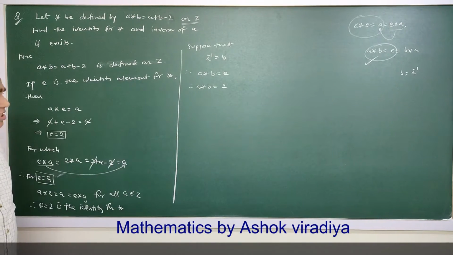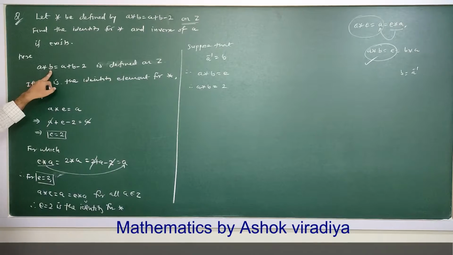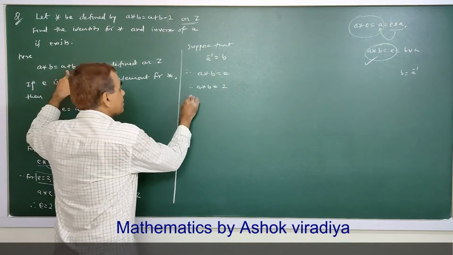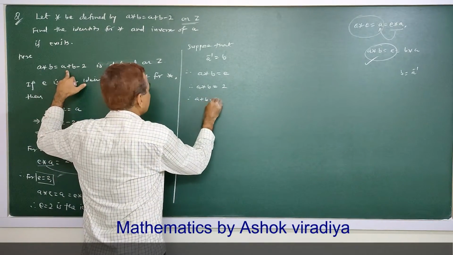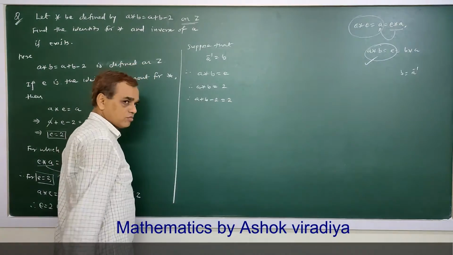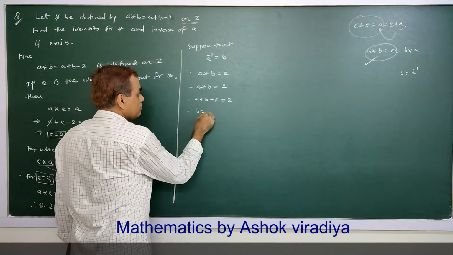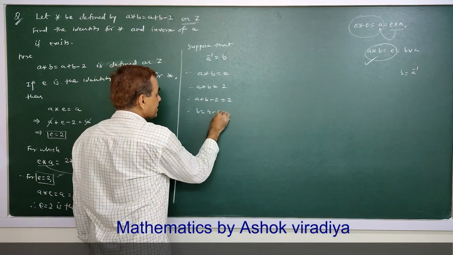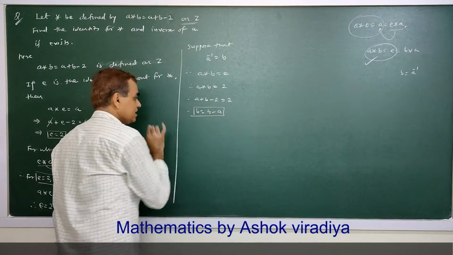Now A star B is 2. A star B is A plus B minus 2, which is 2. So what is B? B is 4 minus A.